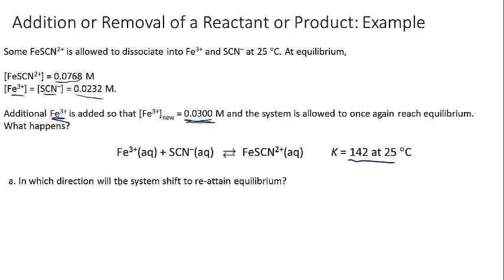So the first question is, in which direction will it shift to reattain equilibrium? Because we added iron 3 plus, it's going to shift to the right. So we're going to lose iron 3 plus and thiocyanate, and we're going to gain iron thiocyanate when it comes back to equilibrium.